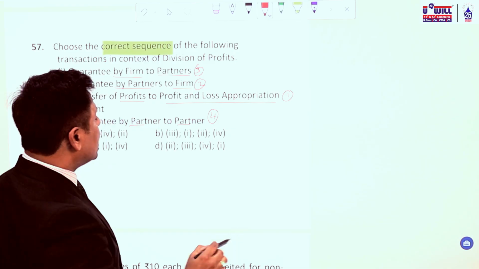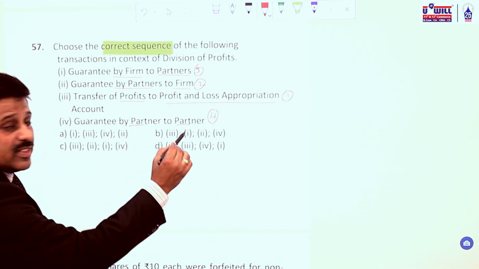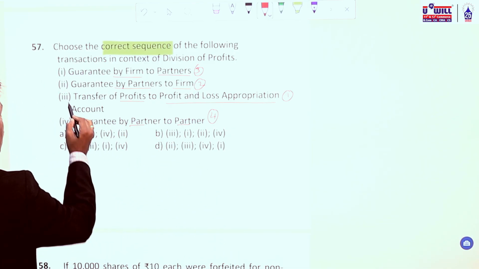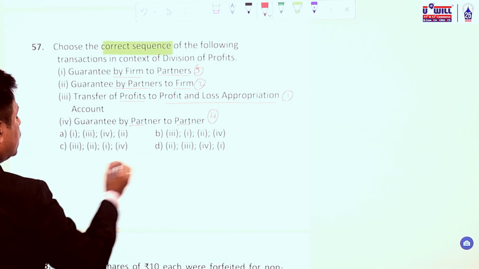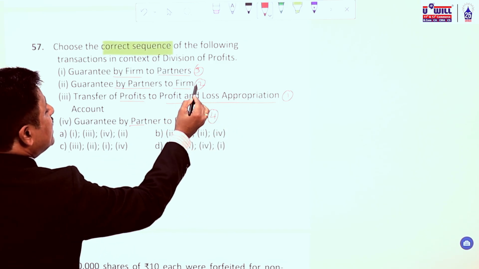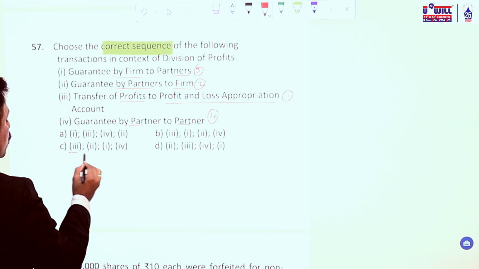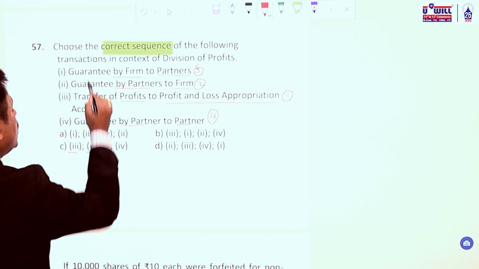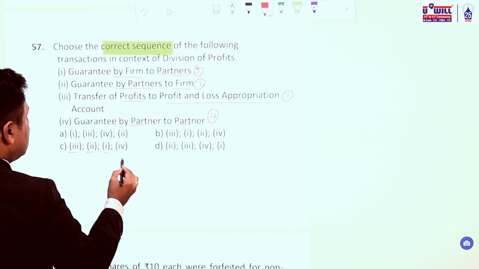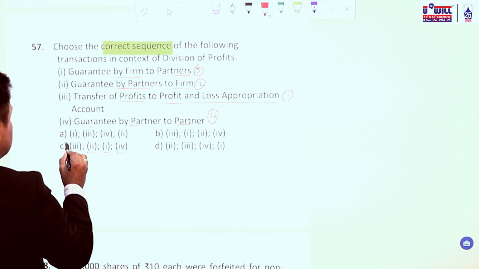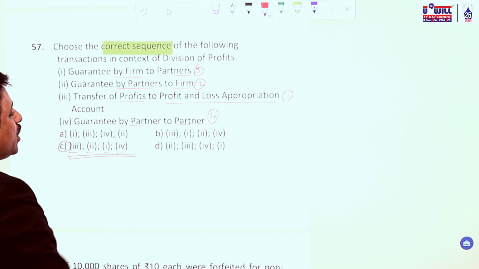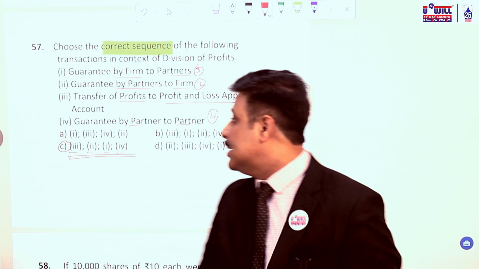So what would be the correct sequence of this? Very first, third one. Here you find third, here you find third. After that, second is the second option itself. Here you find first, here you find second. So third, second, then the first point and the fourth point. So which is the correct option? C. Okay, what will be the correct sequence?